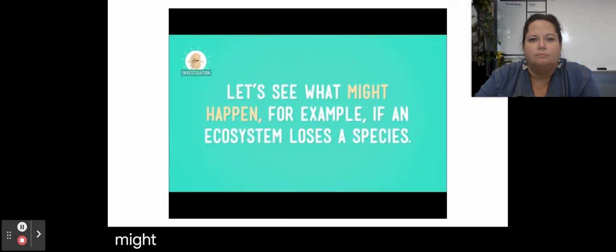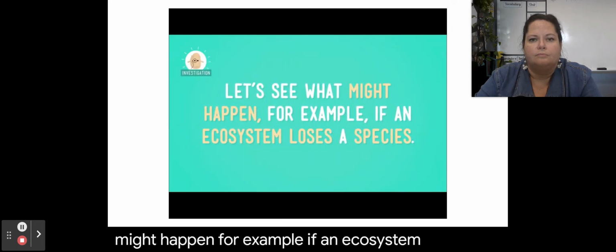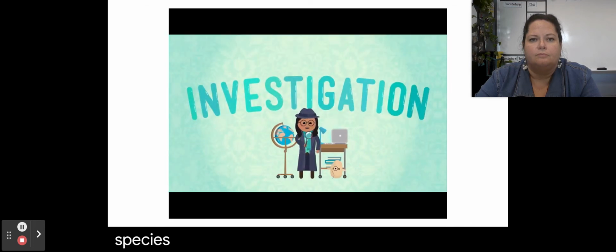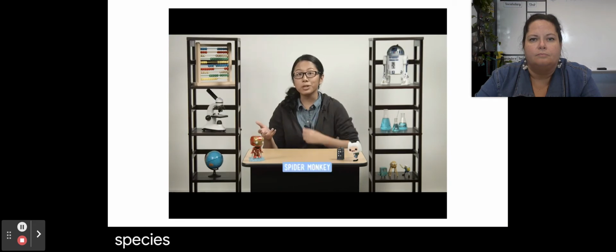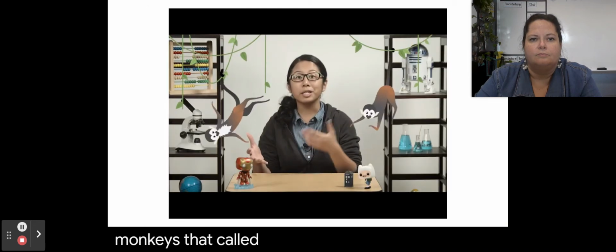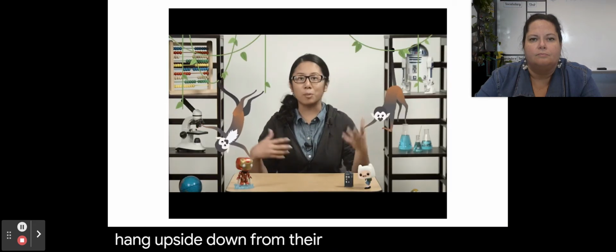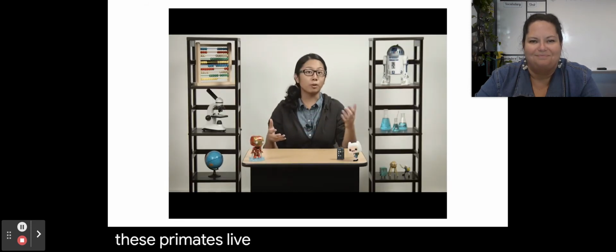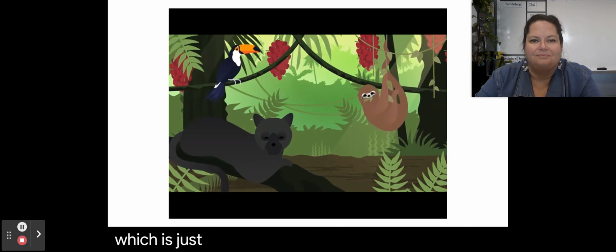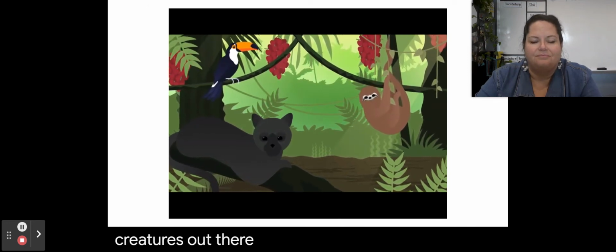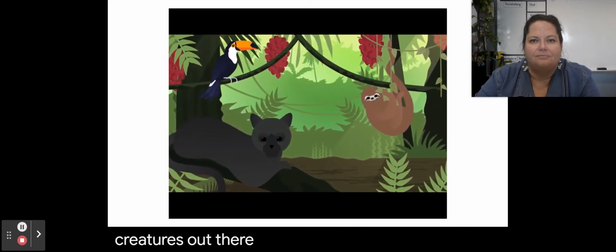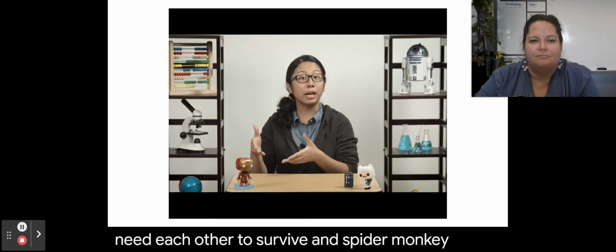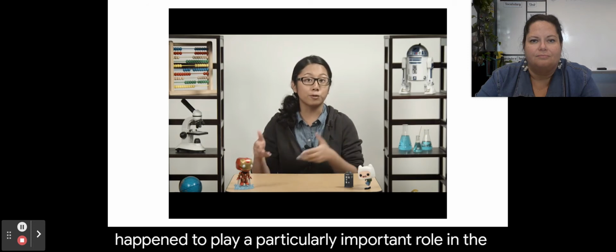Let's see what might happen, for example, if an ecosystem loses a species. Since we're talking about food webs, I think we should look at spider monkeys. They're called spider monkeys because they hang upside down from their tails with their arms and legs dangling. This is somehow completely adorable. These primates live in a tropical rainforest habitat, which is just bursting with some of the coolest creatures out there. Toucans, jaguars, sloths. As we learned last time, these animals need each other to survive. And spider monkeys happen to play a particularly important role in the rainforest food web.